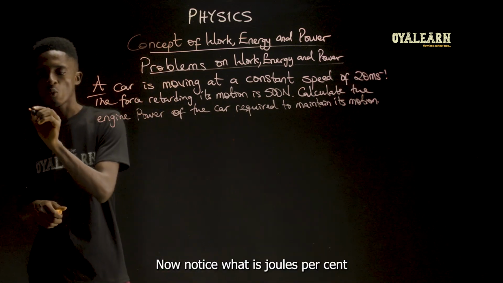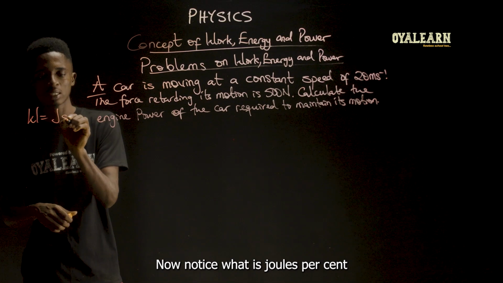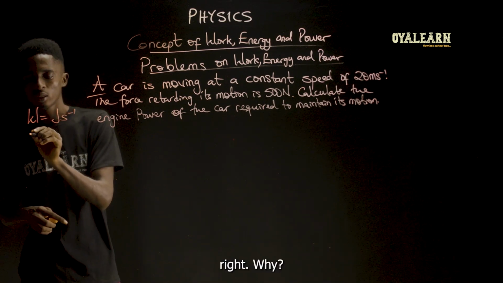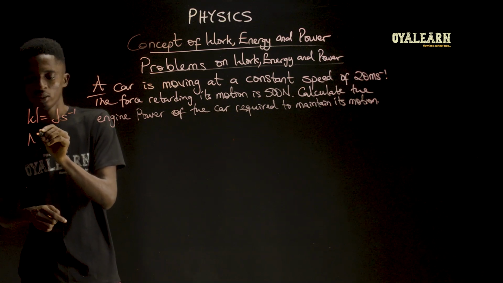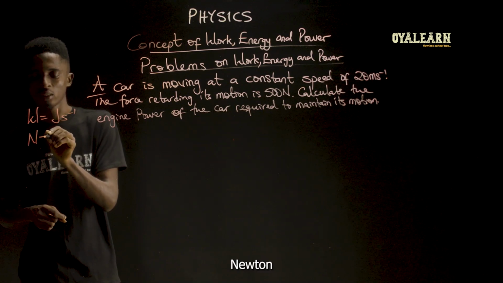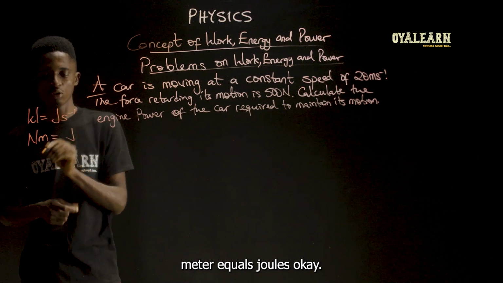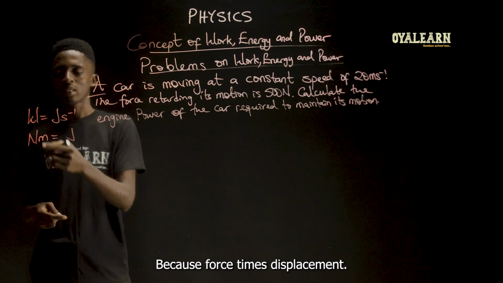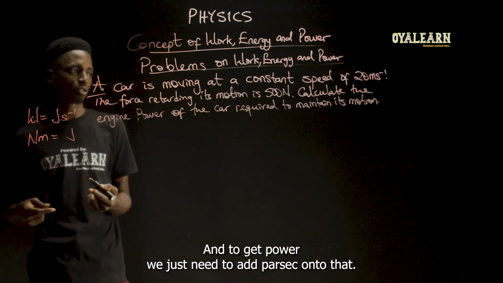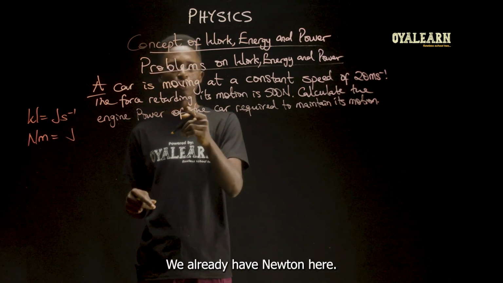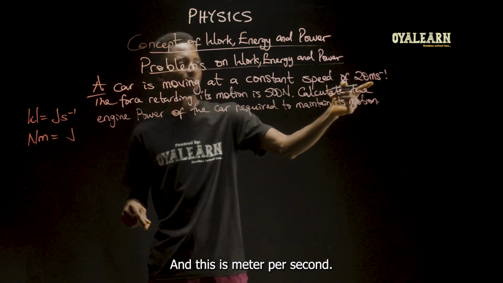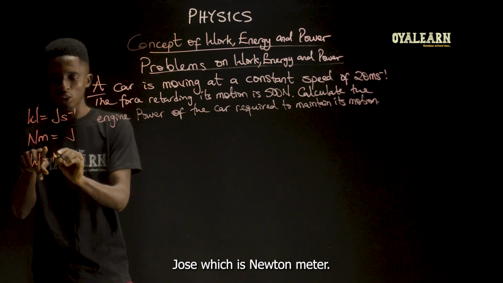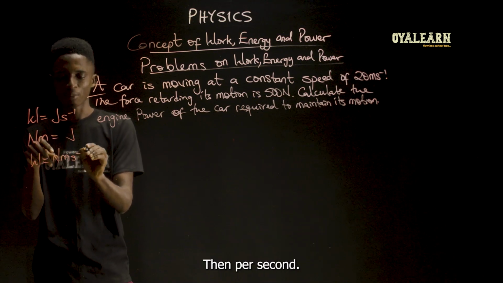Now, note this. Watt is joules per second, right? While Newton meter equals joules. Okay? Now, joules itself is Newton meter because force times displacement. And to get power, we just need to add per second to that. Now, look at what we have here. We already have Newton here. And this is meter per second. So that is watt is basically joules, which is Newton meter, then per second.